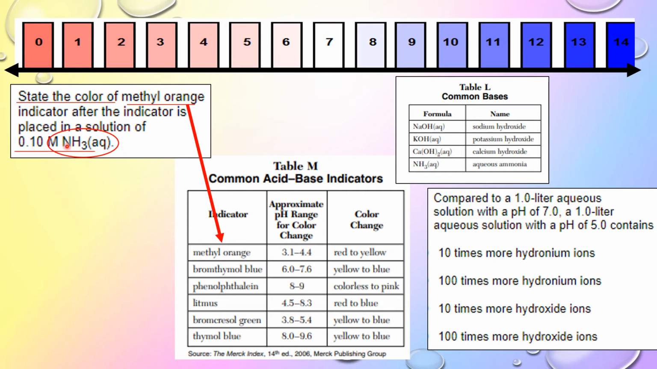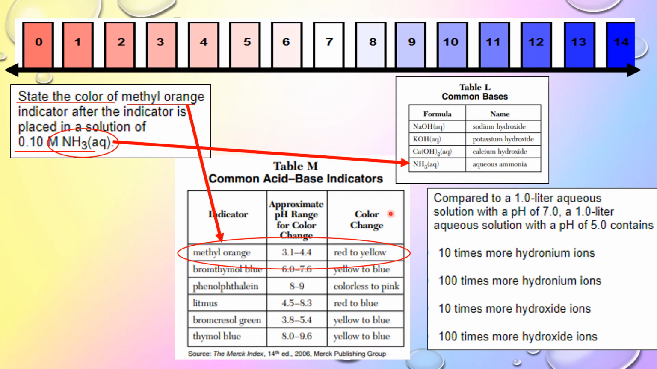I see that I have ammonia, so we're going to look more at molarity in the next couple lessons. And what do we know about ammonia? We know that ammonia is going to be from table L. So table L shows me bases. I know that ammonia is a base.